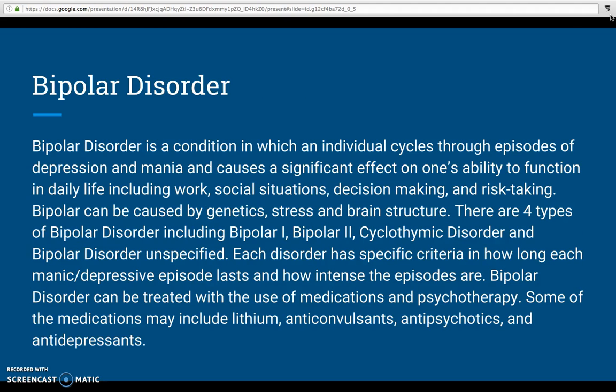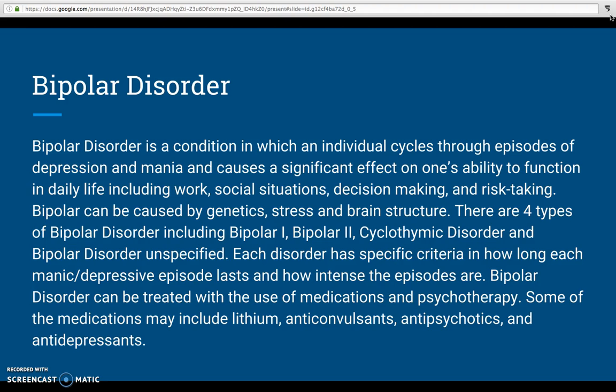First, we have bipolar disorder. Bipolar disorder is a condition in which an individual cycles through episodes of depression and mania. This means that they go from really low, really sad depression to really high, really happy, overly energetic risk takers. This causes a significant effect on one's ability to function in daily life, including work, social situations, decision making, risk taking, etc. This is caused by genetics, stress, and brain function.